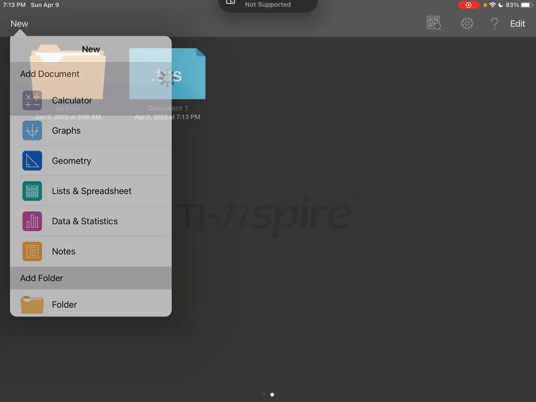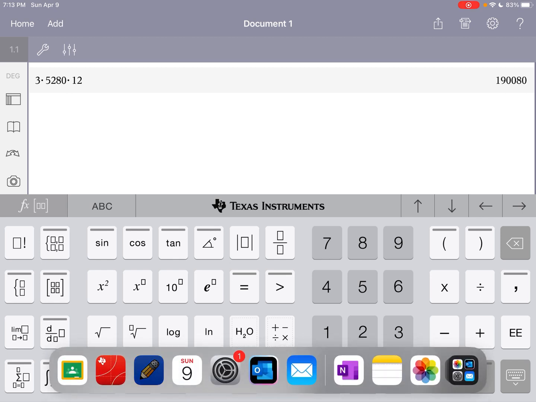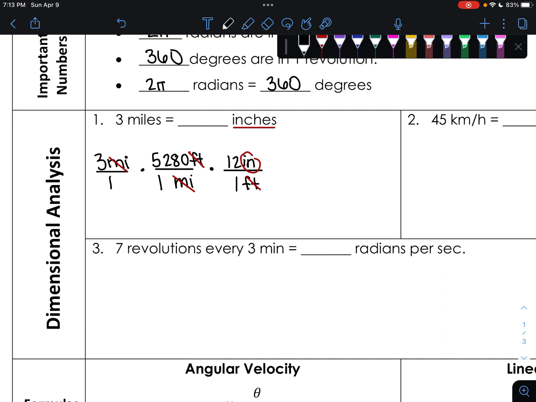We're going to go to a new document, add a calculator, and we're going to multiply 3 times 5,280 times 12. And again, we have nothing in the denominator besides 1, which is not going to change anything. So when we press enter, we have 190,080 inches. So that would be the conversion for this. So 3 miles is equal to 190,080 inches. And that is dimensional analysis.